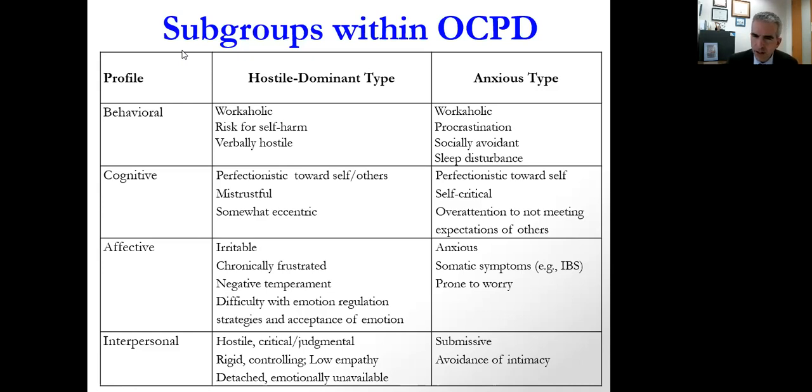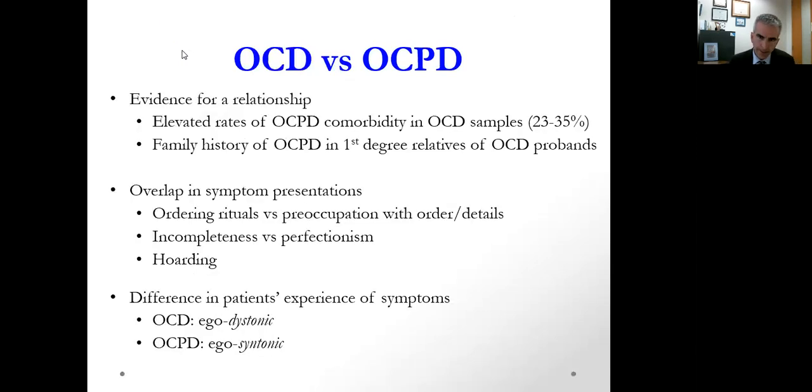On the interpersonal level, the hostile dominant type are hostile, critical, judgmental of other people, rigid, controlling. They have been described as being lower in empathy, more detached and emotionally unavailable. Whereas the anxious type has a tendency more towards being submissive and avoiding of intimacy. So keep in mind those different types in thinking about these individuals.